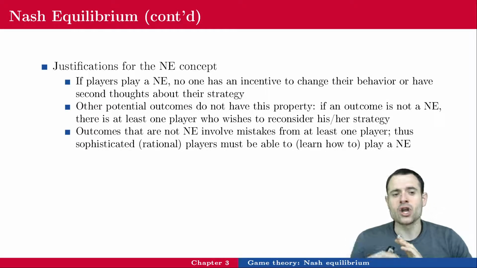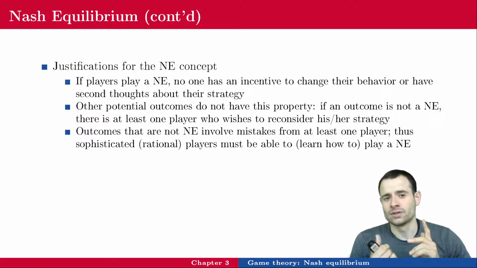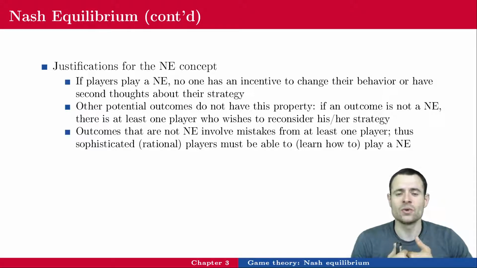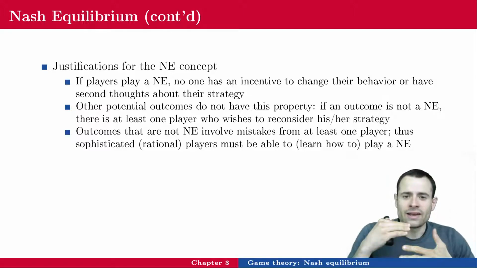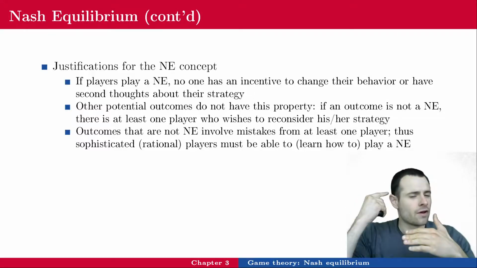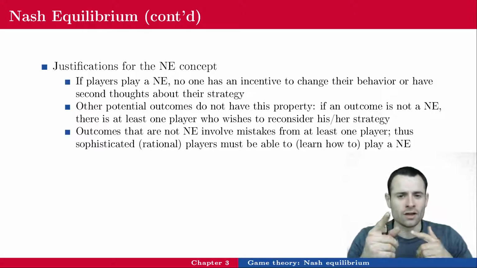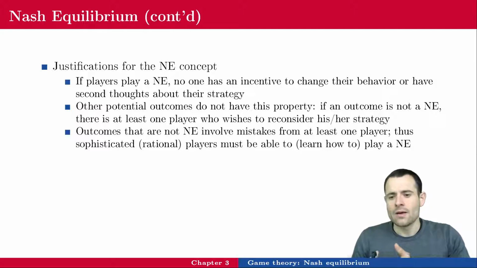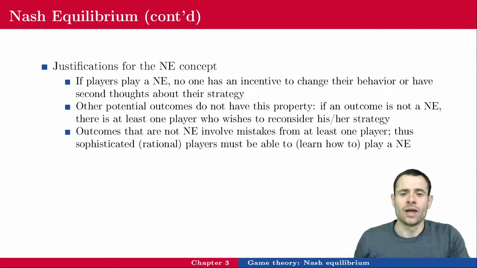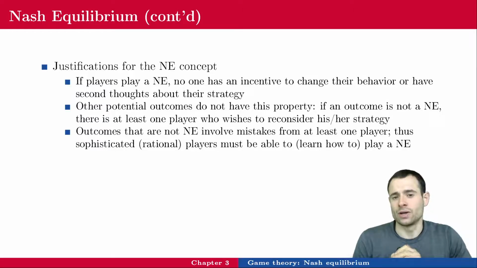So outcomes that are not a Nash equilibrium involve mistakes from at least one player. It's this idea that one player at least regrets, so he thinks he made a mistake. And so, players who are sophisticated, highly rational, can anticipate many rounds of thinking about what the other one is doing. I know that you know that I know. They should be able to eventually play a Nash equilibrium. And when I say eventually, I mean that eventually they're going to learn to play a Nash equilibrium.